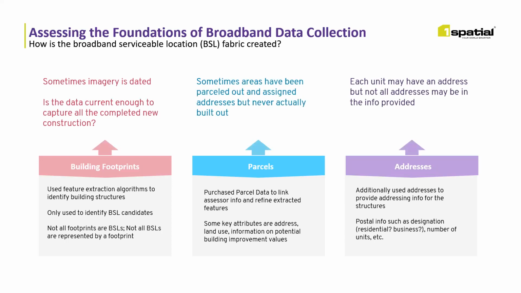So given how the BSL Fabric was created, what considerations should we give its underlying data foundations? The imagery used to capture those building footprints might be dated. So one of the questions is: is the data actually current enough to capture all the new construction across the country? And speaking of construction, sometimes areas have not actually been built out, but already they have been pre-parceled and assigned individual addresses. Also, if a location has multiple units with each one having its own address, it's not necessarily the case that these individual addresses are represented in the postal information.